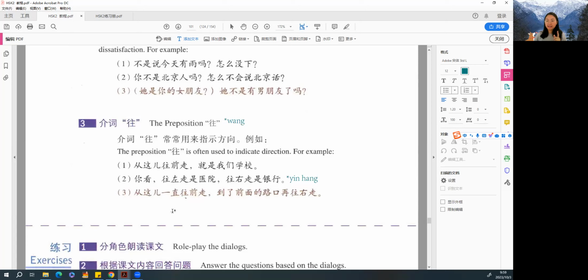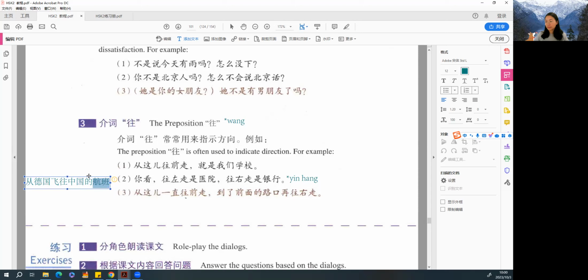We can also add a verb in front of 往 to indicate the transport you are taking. For example, I'm going to fly from Frankfurt, from Germany, to China. So we can say 从德国, from Germany, 飞往, fly to a direction, right? 飞往中国的航班.